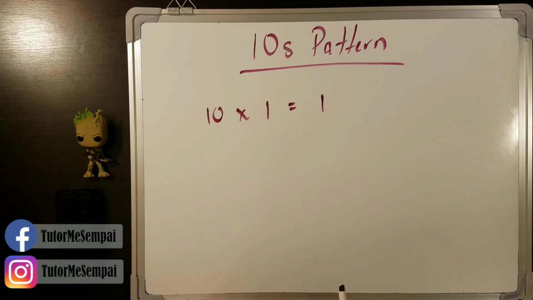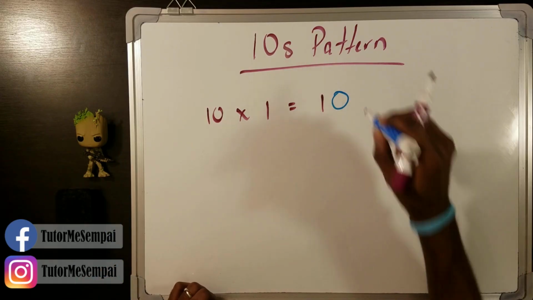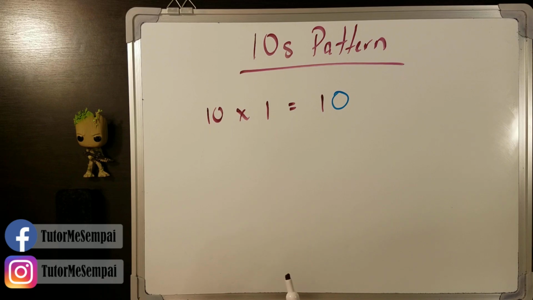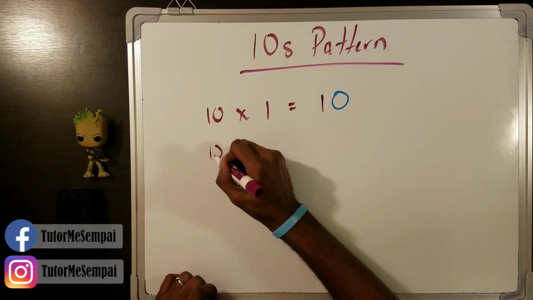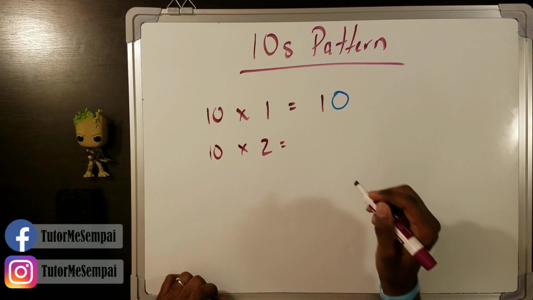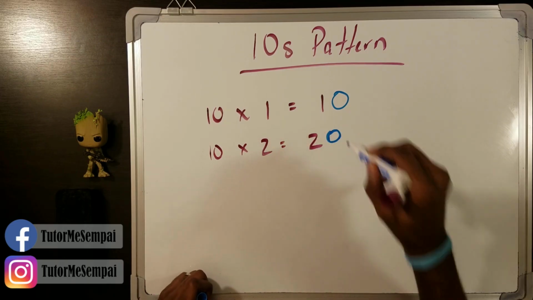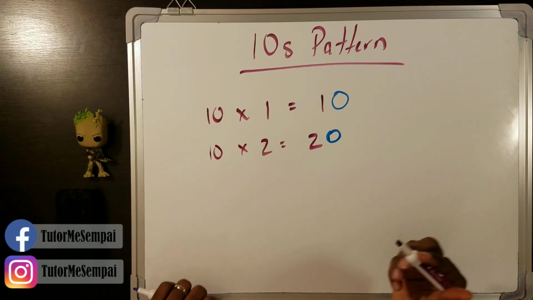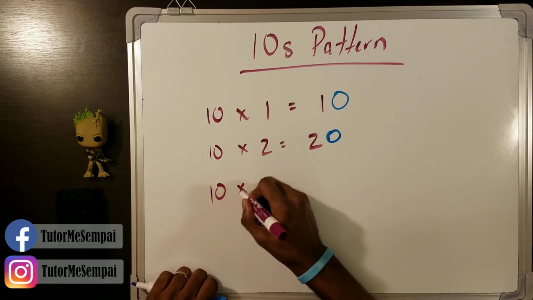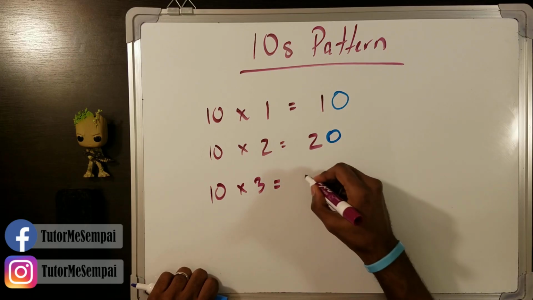However, I'm going to put the second part in blue. How about 10 times 2? 10 times 2 is going to be 20. And once again, I'm going to put that 0 in blue. How about 10 times 3? 10 times 3 is going to be 30.